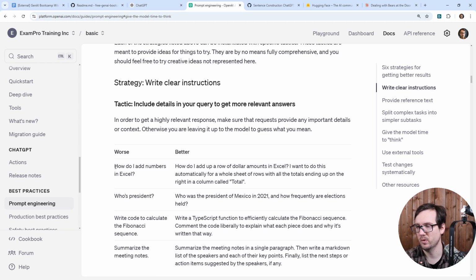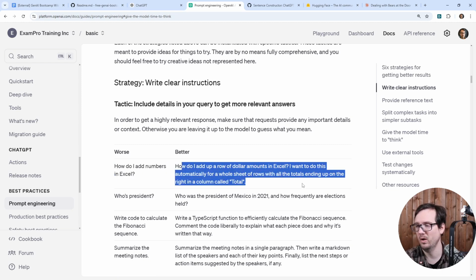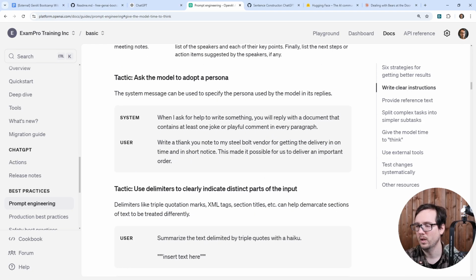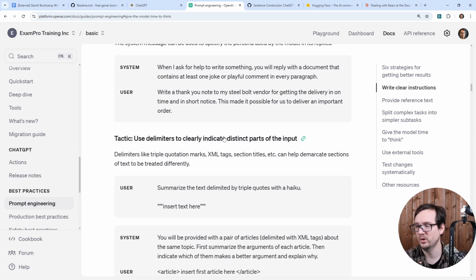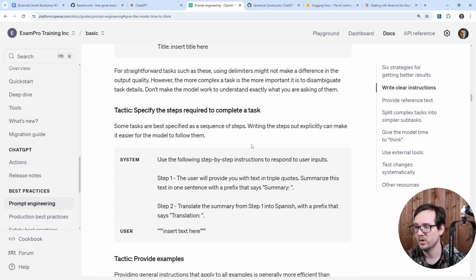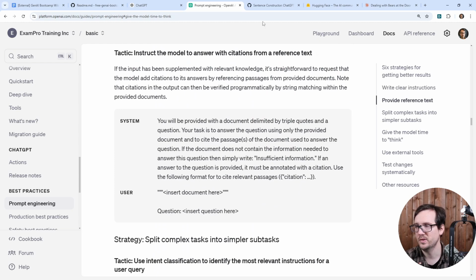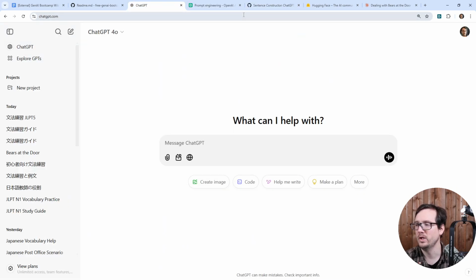Write clear instructions. For example, how do I add numbers in Excel? How do I add a row and stuff? They're being very lengthy and explicit. Use delimiters to clearly indicate distinct parts, so quotation marks, XML tags, section tags. They're not saying there's anything in particular that we have to use. So I'm going to go back over to here.